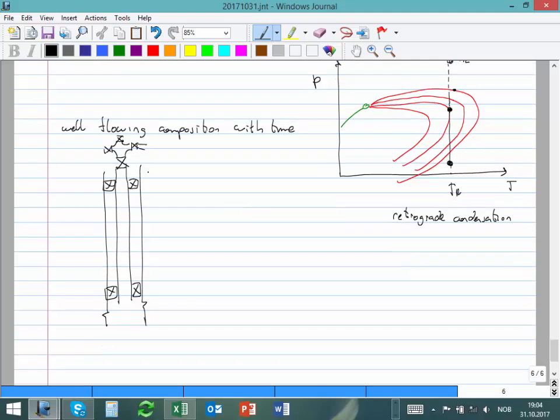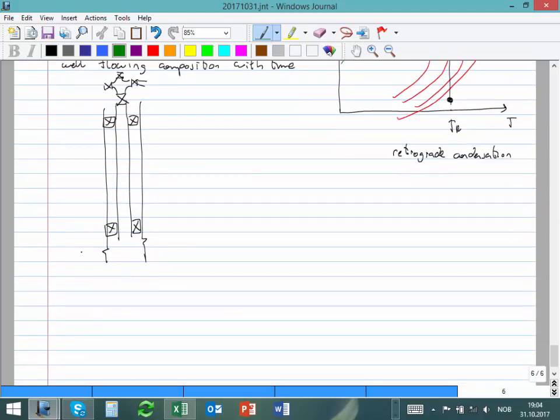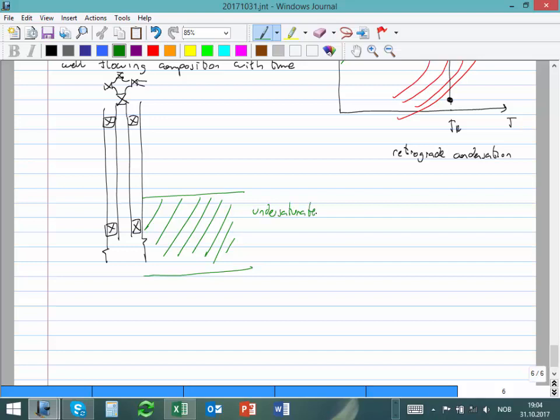Okay, and we have here, so let's go maybe case by case. If I have the case where all of this is undersaturated oil, then I ask you, is the composition of the fluid coming inside of the wellbore changing with time? Is it a function of time?